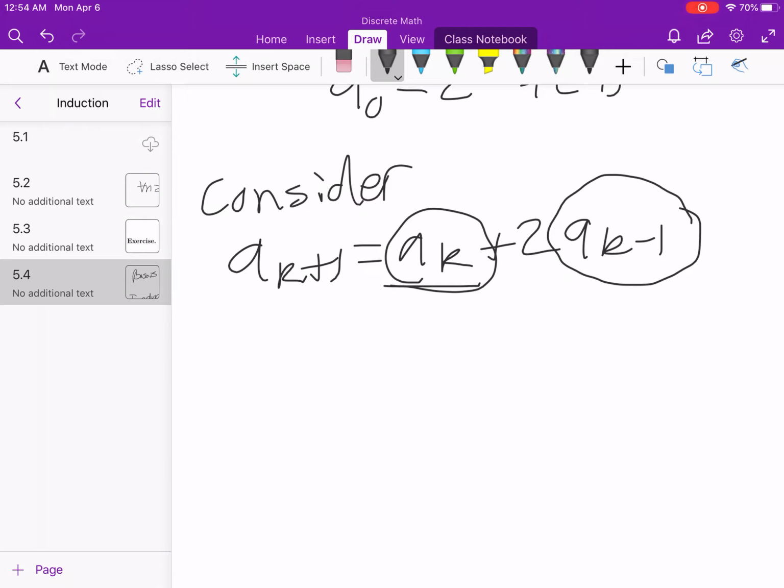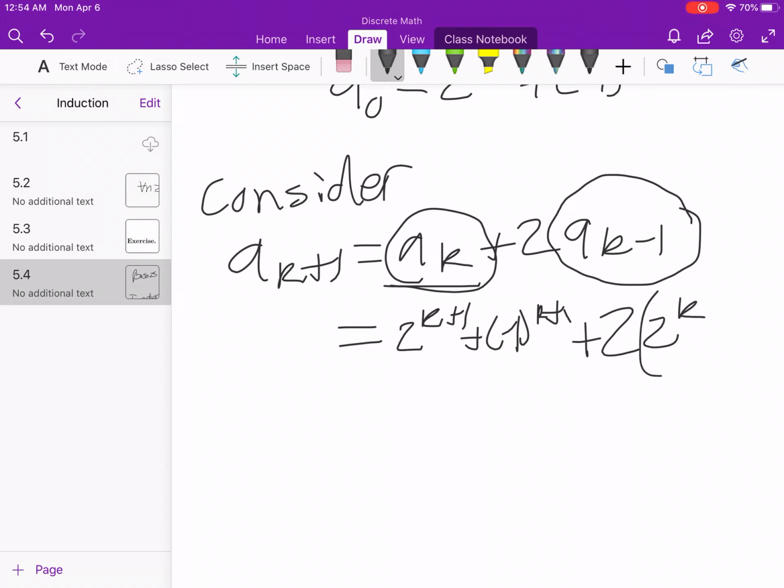So the nice thing I can do here is say that a_{k+1} is equal to this, and then just do substitution. I know that this is going to be equal to 2 to the k plus 1, plus negative 1 to the k plus 1 power. Then plus 2 times, this is 2 to the power k, plus negative 1 to the power of k.